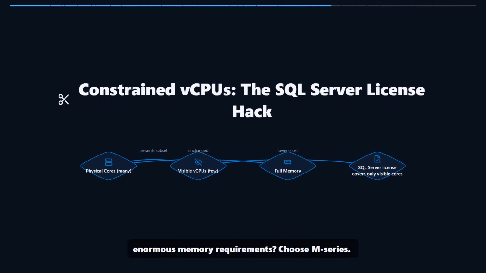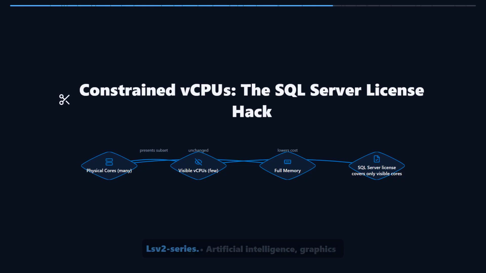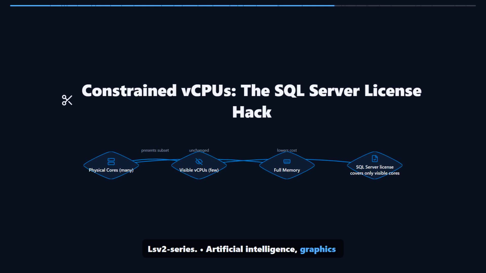Massive enterprise databases with enormous memory requirements? Choose M series. High-speed storage workloads? Choose Lsv2 series. Artificial intelligence, graphics rendering, or virtual desktops? Choose the appropriate N-series GPU family.